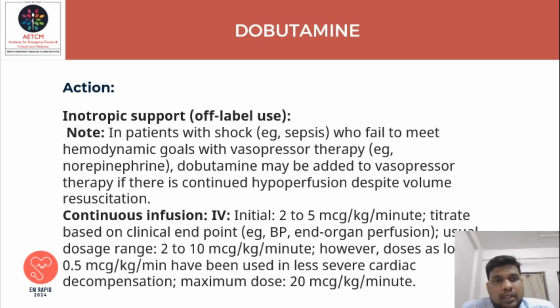Coming to the indication, inotropic support in patients with shock, for example sepsis, who fail to meet hemodynamic goals with vasopressor therapy. Dobutamine may be added to vasopressor therapy if there is continued hypoperfusion despite volume resuscitation. Coming to the continuous IV route, initial 2 to 5 microgram per kg per minute, titrate versus clinical endpoint. Usual dose ranges from 2 to 10 microgram per kg per minute. However, doses as low as 0.5 microgram per kg per minute have been used in less severe cardiac decompensation, and the maximum dose is 20 microgram per kg per minute.